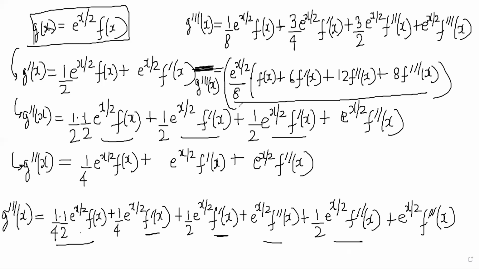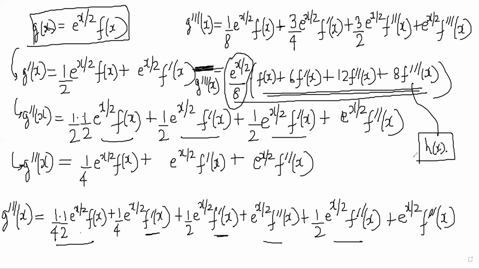Now this part, e^(x/2), is always positive. So we know that this has at least 2 real roots. You understand? And that is the question. Look at the question now, this is your h(x).